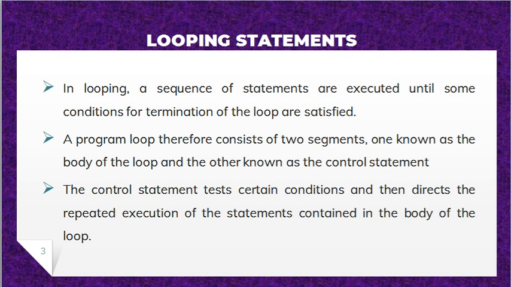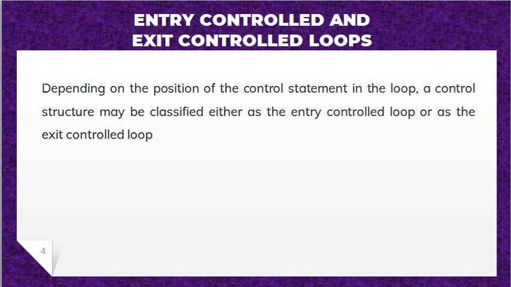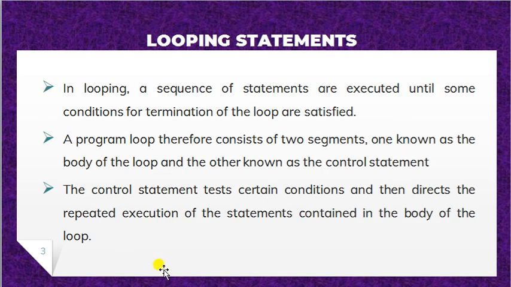A program loop therefore consists of two segments. They are the body of the loop and the control statement. So a program loop consists of two segments. The first one is the body of the loop and the next one is the control statement.